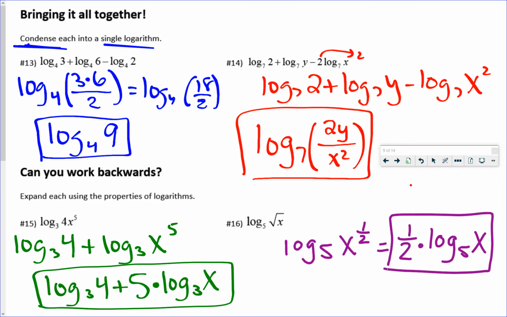If it was a cube root, what's your power? 1/3. You know how to do it. It's old news. Okay? You know how to do these.